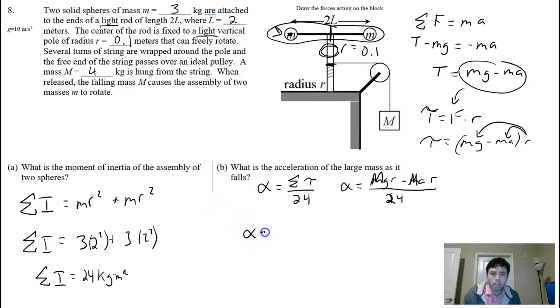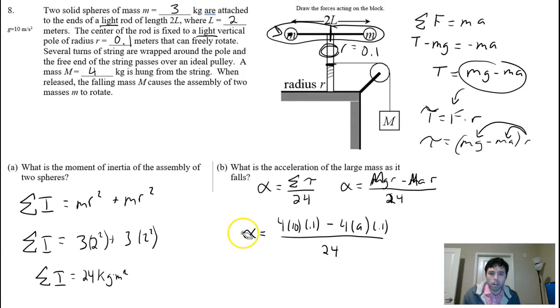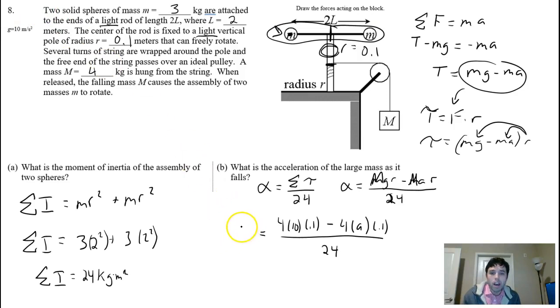I get alpha equals, let's see, big M is 4 times 10 times 0.1 minus 4 times A, which I don't know what A is, times 0.1, all over 24. And I'm going to replace that alpha with the same thing we did last time, A over R. If you skipped problem 6, which you shouldn't have, this becomes A over R because we know A equals alpha R. If you rearrange for alpha, then A over R equals alpha. So I replace alpha with A over R.